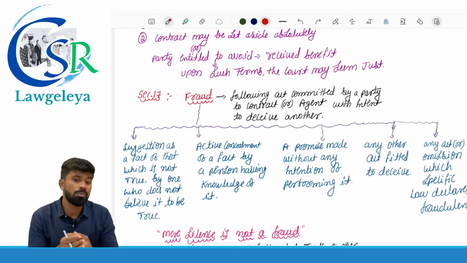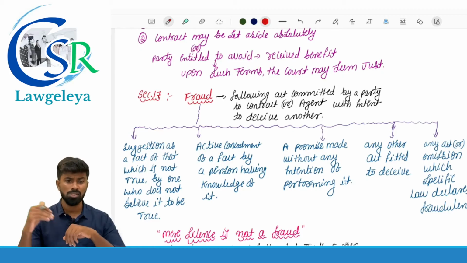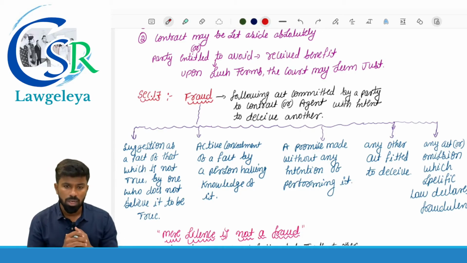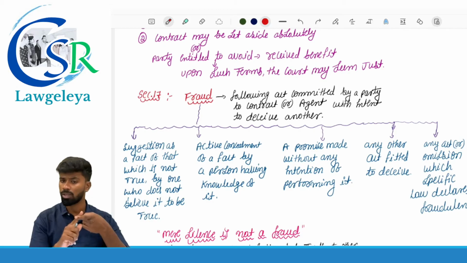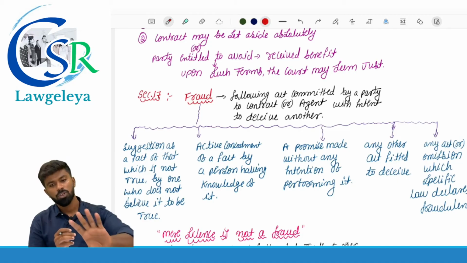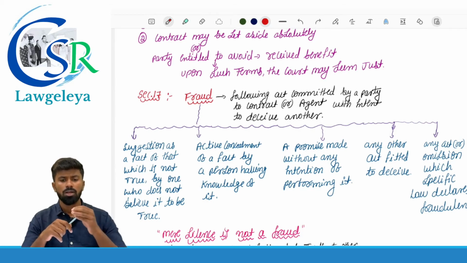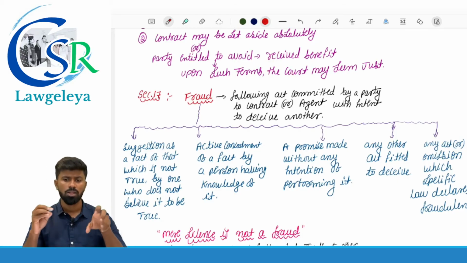Second one, active concealment of a fact by a person having the knowledge of it. A person is aware about a particular fact, the truth, but he conceals it. A person is having a disease, he conceals it and gets married. Fraud. Third one, any promise made without any intention of performing it, a fake promise. A person makes a promise and he doesn't have any intention of performing it, like a promise to marry a girl, promise to repay the debt. These are all considered as what? Fraud. Fourth one is a general provision which covers the other cases, where an act is not covered under the first, second and third one. It comes under which one? Fourth one, any other act fitted to deceive.